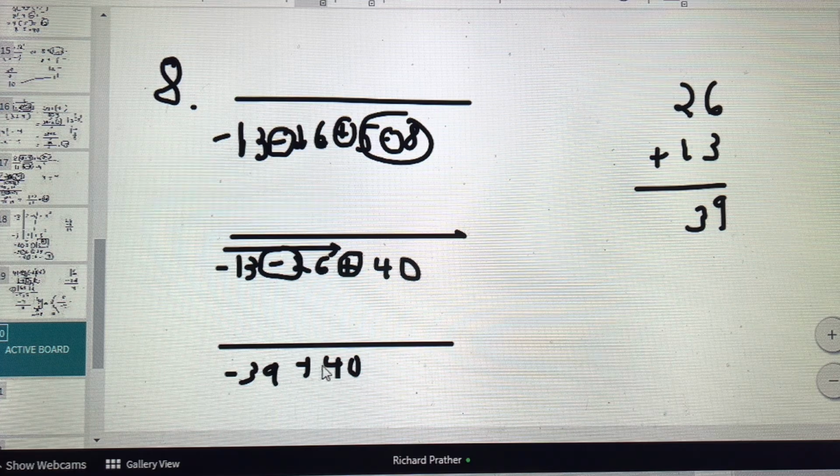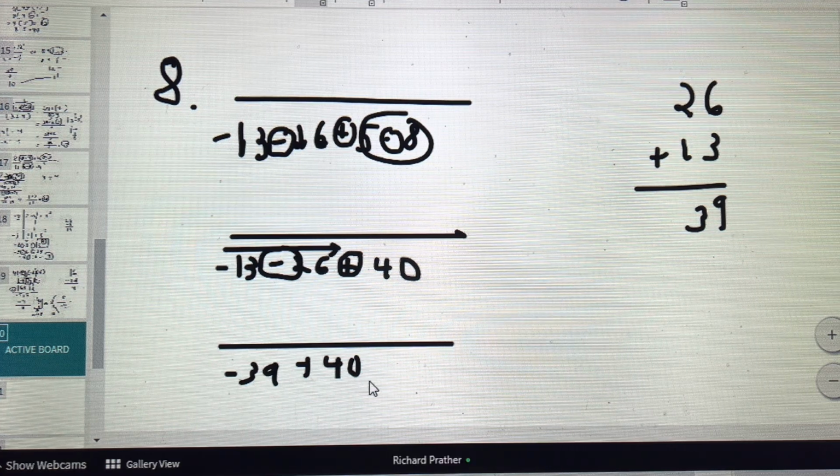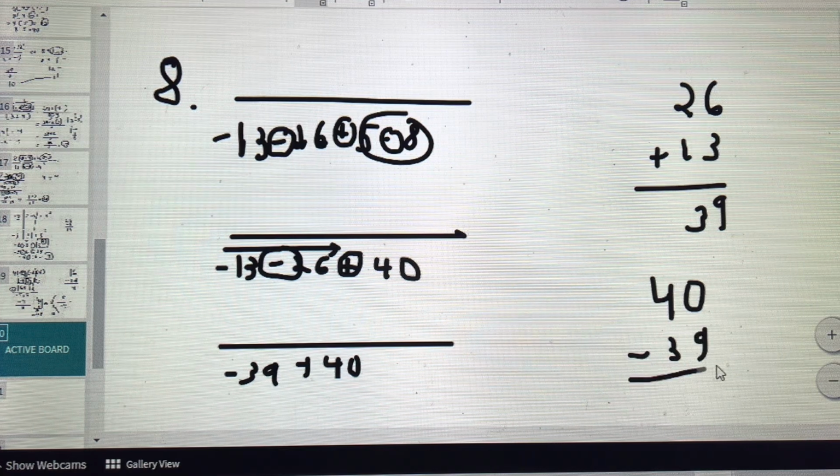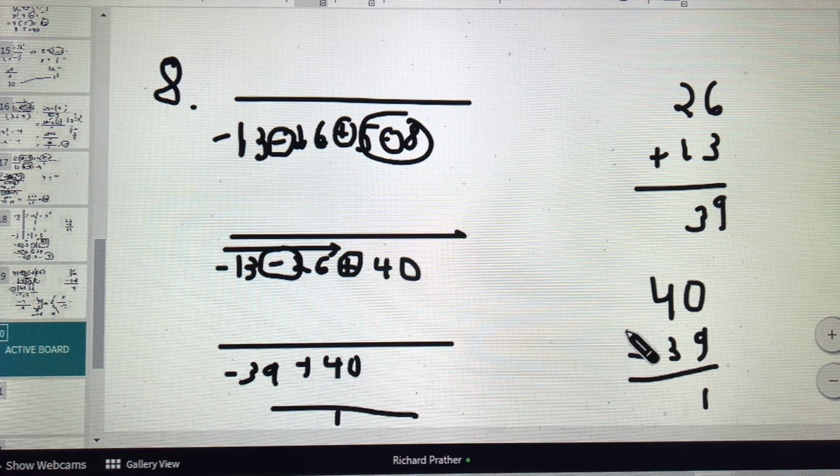And then finally, I'm going to add 40. There's 1 positive, 1 negative, so subtract them. And the bigger looking one's positive, so the answer is 1. I got the bottom all the way down to a 1.